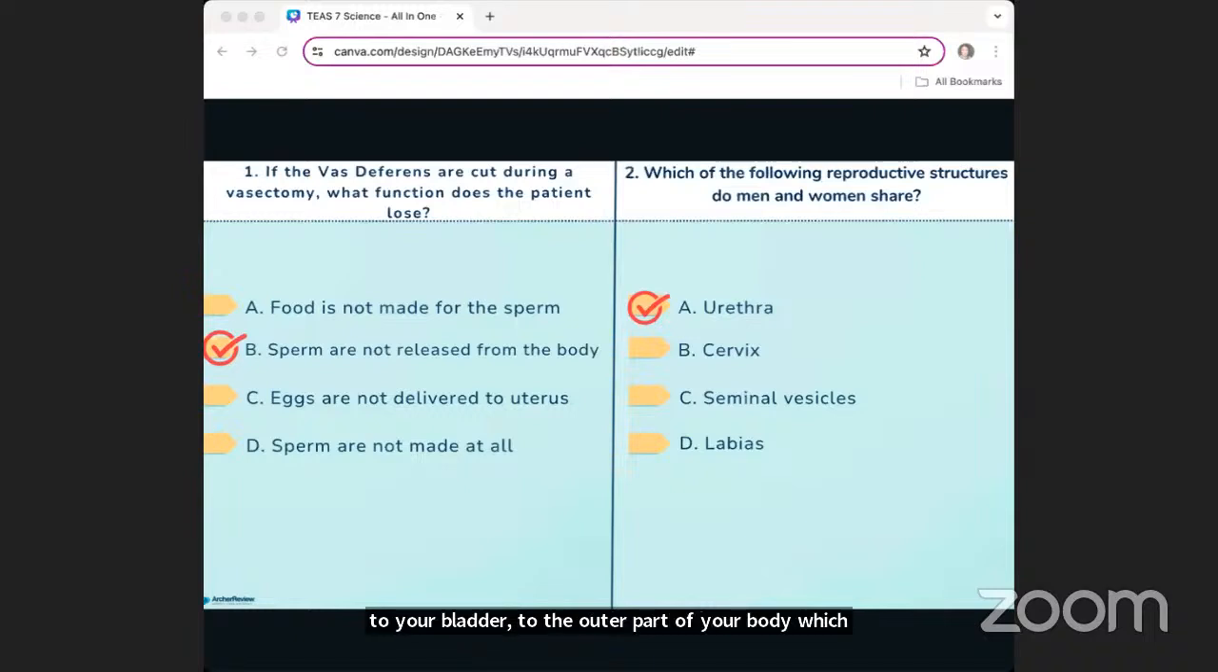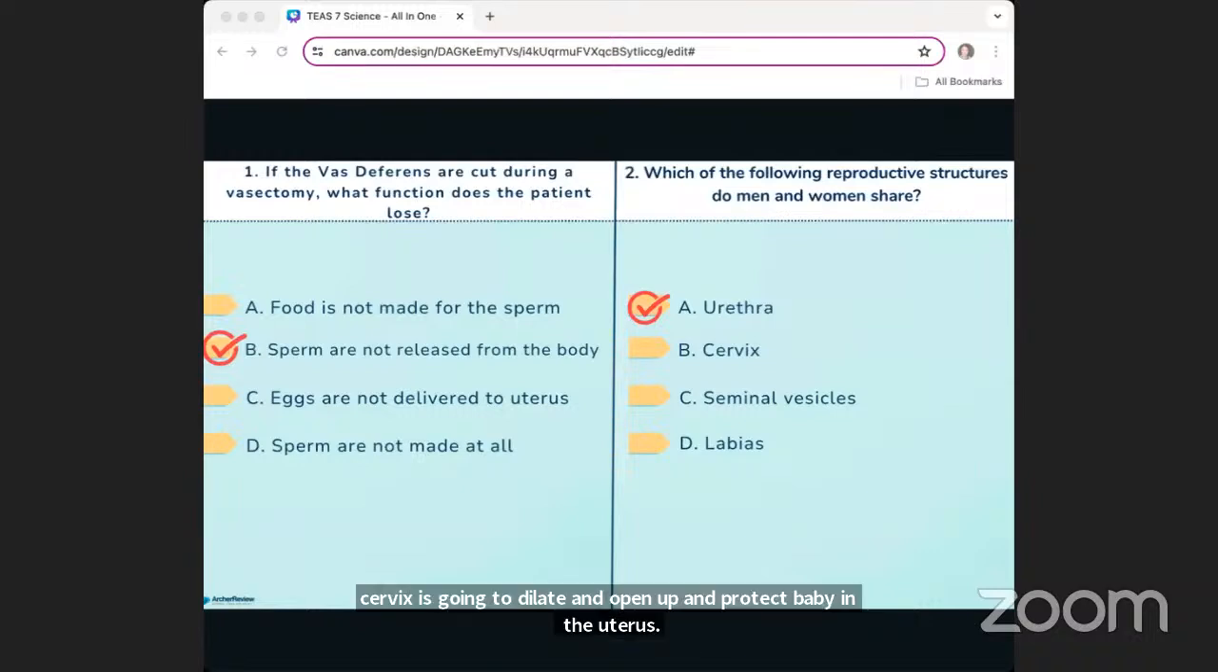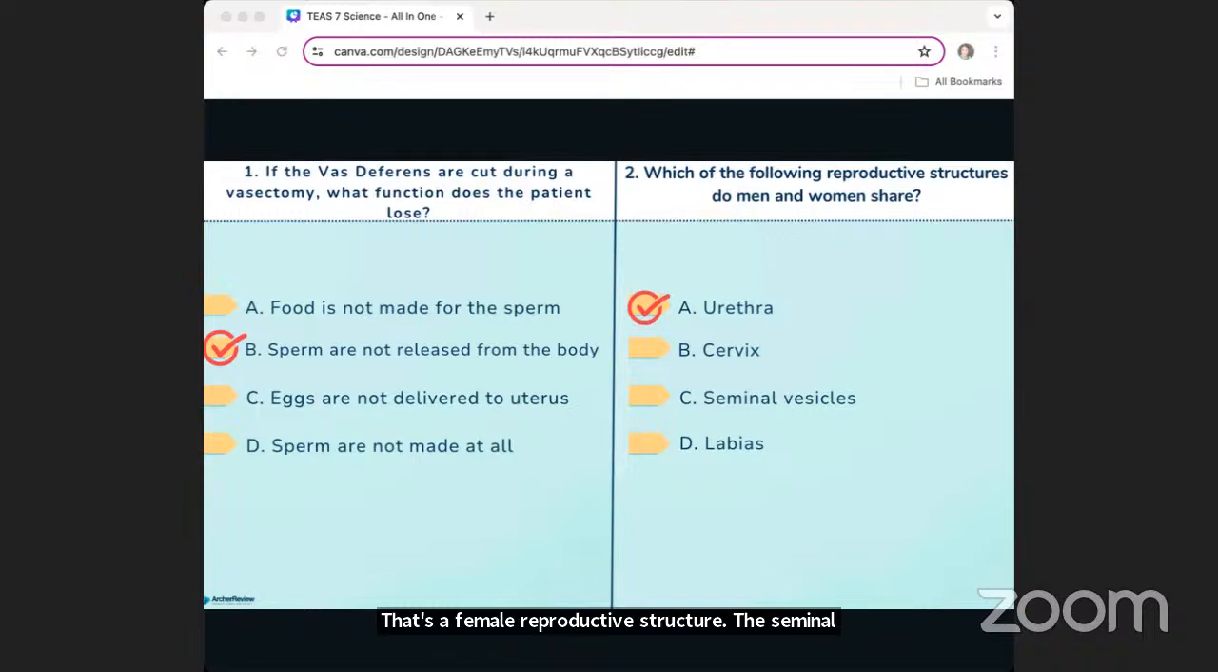The cervix is going to dilate and open up and protect baby in the uterus. That's a female reproductive structure. The seminal vesicles are also just a male reproductive structure. Those seminal vesicles are going to make the food for the sperm, not shared by both sexes. And finally, the labias, those are external female reproductive structures, not shared by both males and females. So option A is the only structure shared by both.